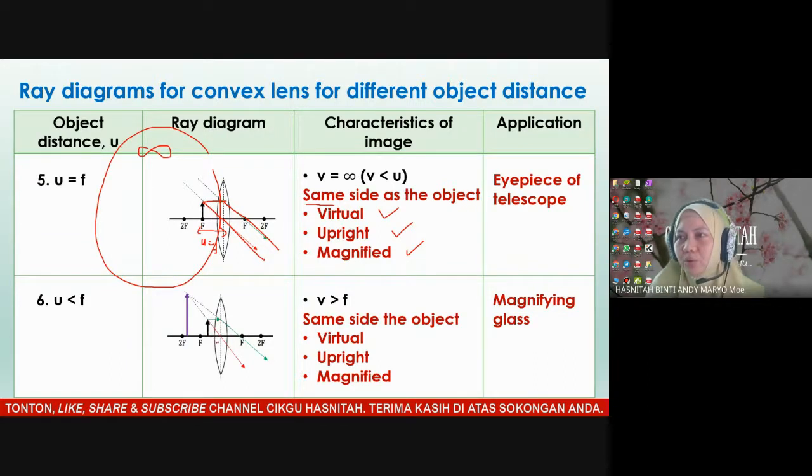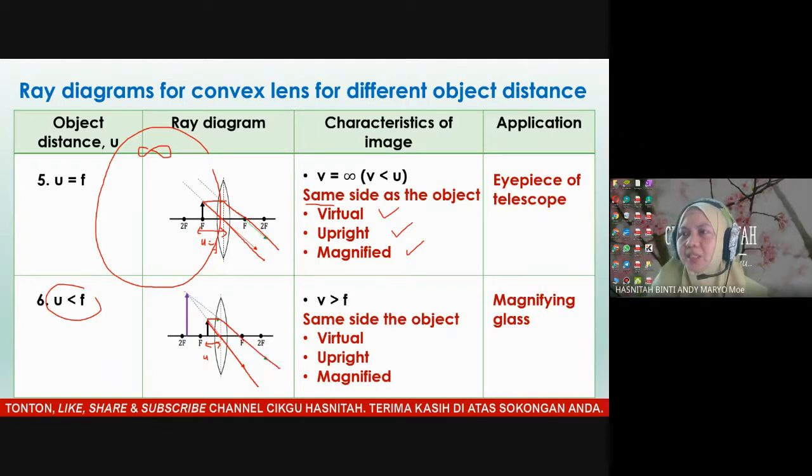And the last position, we bring the object now very close to the lens, where U is less than F. For this one, we can apply rule number 1, the red line: a light passing through the optical center is not refracted and continues to travel in a straight line. Then we apply rule number 2: a light parallel to the principal axis will converge at the focal point.